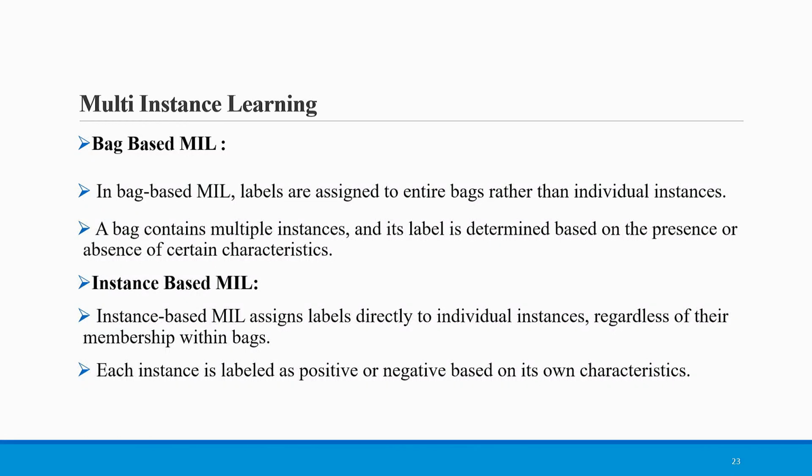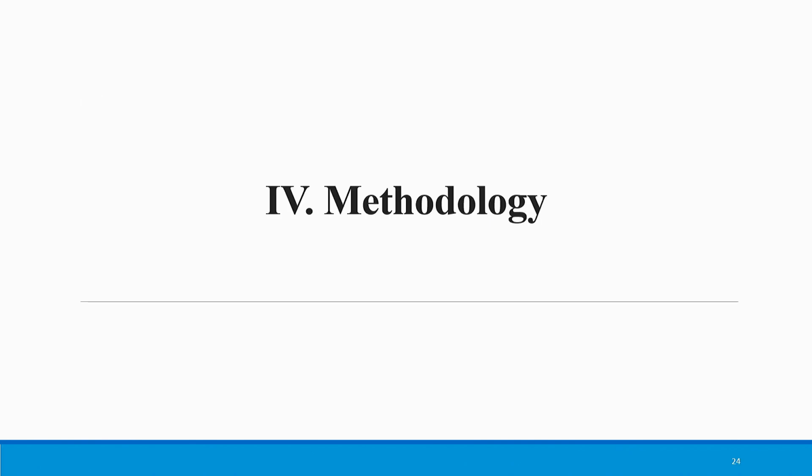Here are the two further types of MIL: bag-based MIL and instance-based MIL. In bag-based MIL, labels are assigned to entire bags rather than individual instances. A bag contains multiple instances, and its label is determined based on the presence or absence of certain characteristics. In instance-based MIL, labels are assigned directly to the individual instances, regardless of their membership within the bag. Each instance is labeled as positive or negative based on its own characteristics.